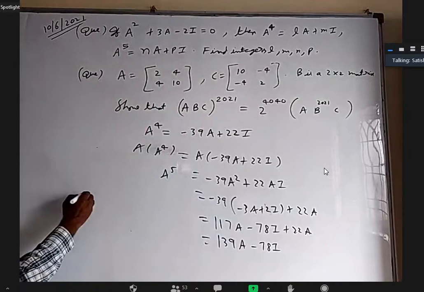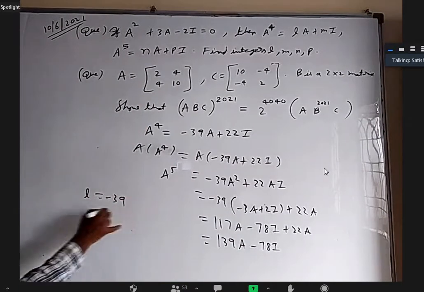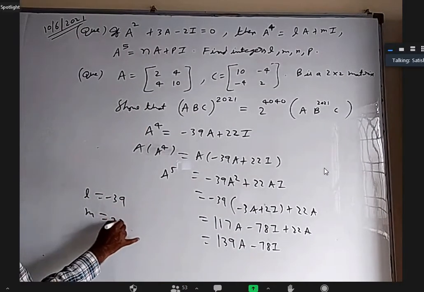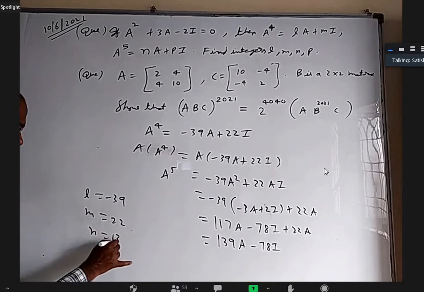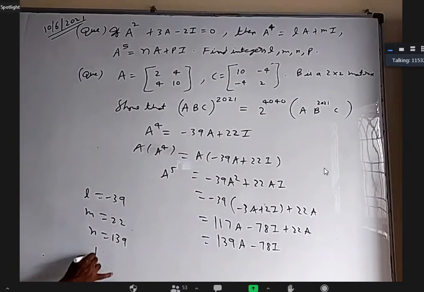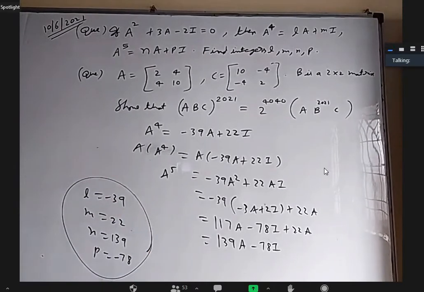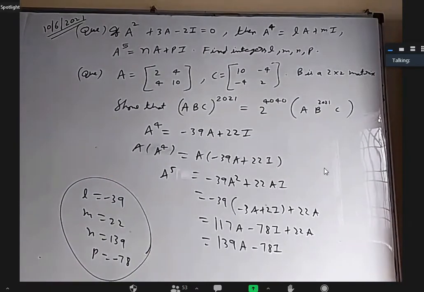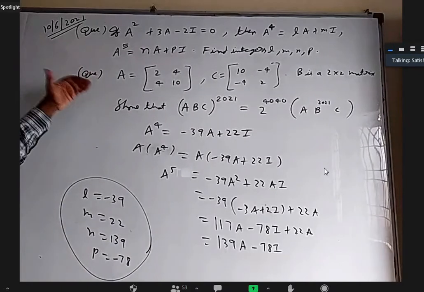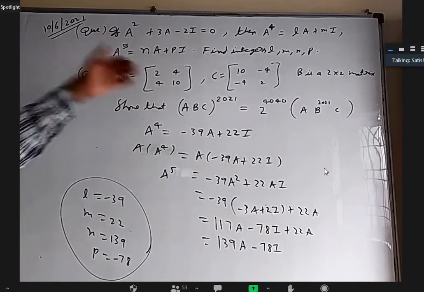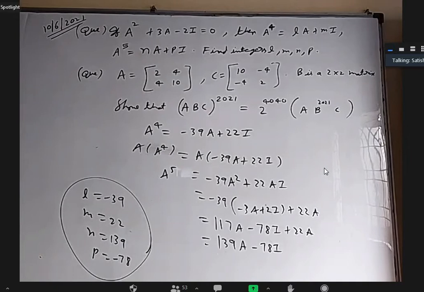So now the answers are L is equal to minus 39, M is equal to 22, N is equal to 139, P is equal to minus 78. Okay. Those are completed. I gave the next question. You can try that, or if somebody already got something about it you want to tell, feel free.